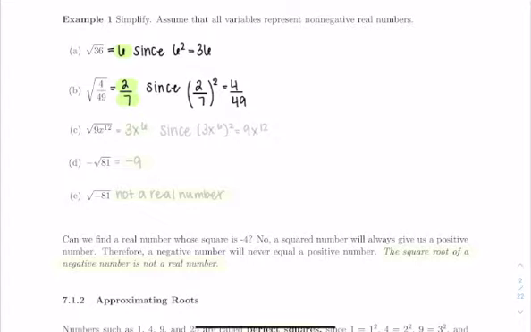What about the square root of 9x to the 12th? What squared gives me 9x to the 12th? So 3 squared would give me the 9, and x to the 6 would give me x to the 12th. Those exponent rules that we covered at the beginning of chapter 5 are coming into play here.